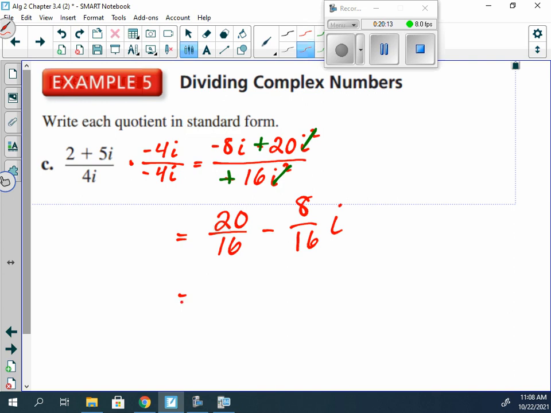Well, 20 over 16 would reduce to 5/4. 8 over 16 would reduce to 1/2. Well, that there doesn't it match up when we had the parentheses around it? Yep. So we need those if we're going to get the right answer. Questions on this here? Y'all need to see another example of one of these.